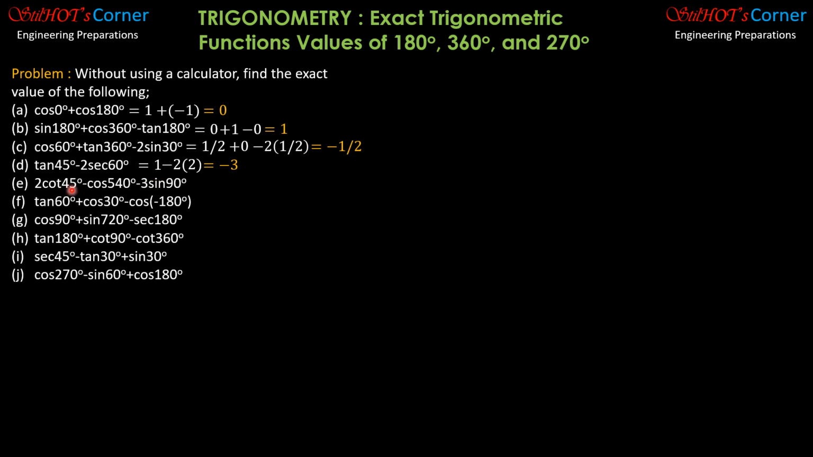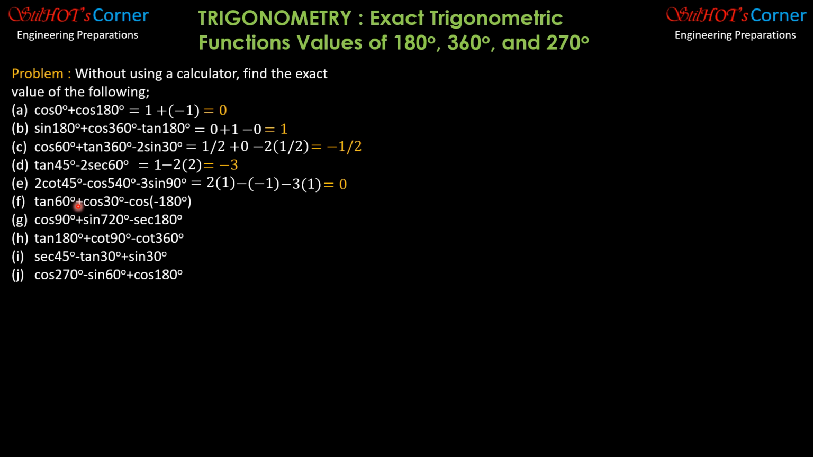2 times cotangent 45, cotangent 45 is 1. Then minus cosine 540, it terminates in the negative x direction, and cosine 540 degrees is negative 1. So this is minus quantity negative 1, and minus 3 sine 90 degrees is 1. So minus 3 times 1. So we have 2 plus 1, 3. 3 minus 3, 0. So that's 0.